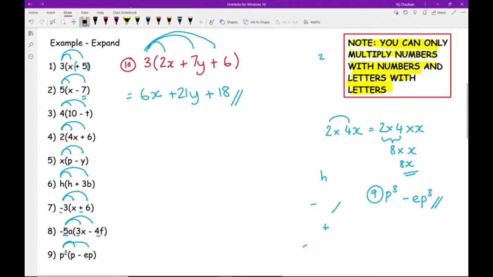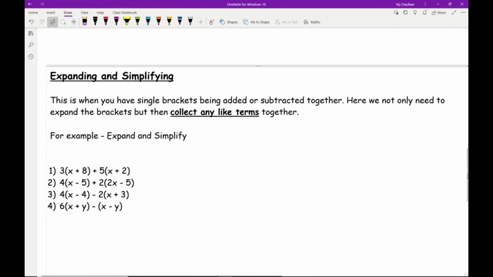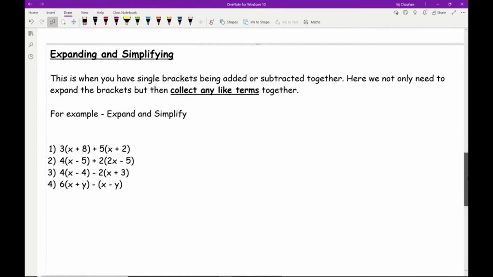Now also just bear in mind, be mindful, particularly when you're working with negative numbers, because sometimes they do catch a lot of students out. So the next thing we move on to is expanding and simplifying, which is ultimately the next step from the types of questions that we've just done. So this is when you have single brackets being added or subtracted together. Here we not only need to expand the brackets, but we also need to collect the like terms together if there are any. So for example, a typical question would ask you to expand and simplify.